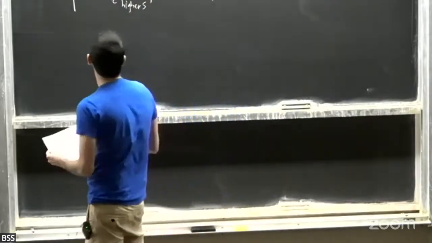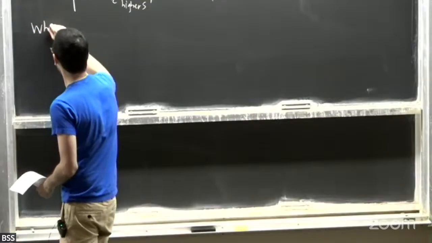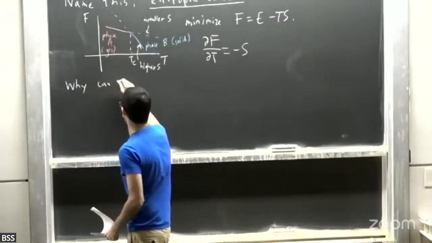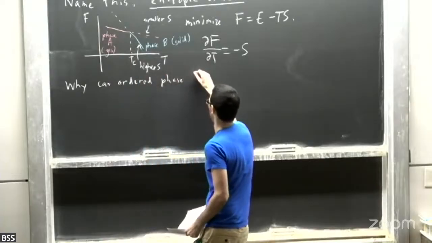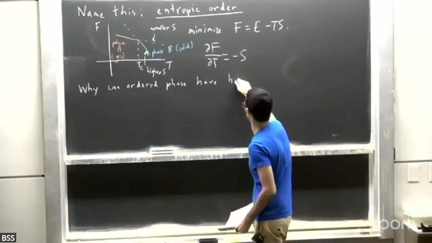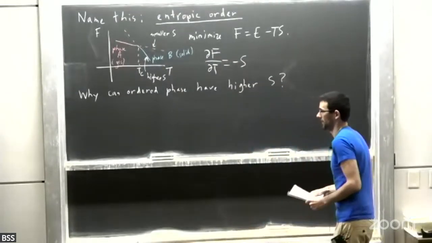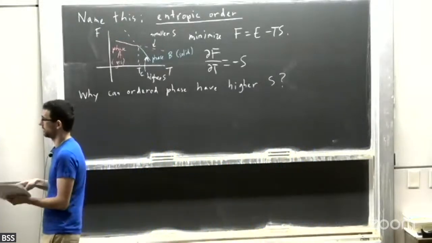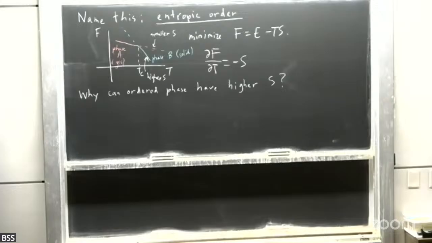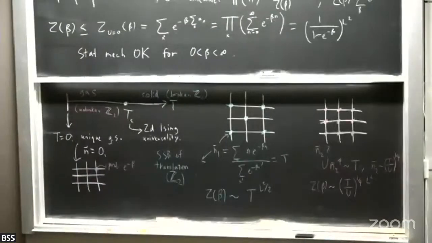Okay, so then this begs the question, of course, why can the ordered phase have higher entropy? Again, I'm not really going to say something new here, but let me illustrate an old idea in what I think is a very transparent model.